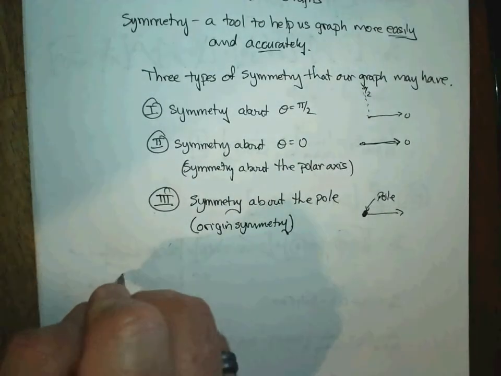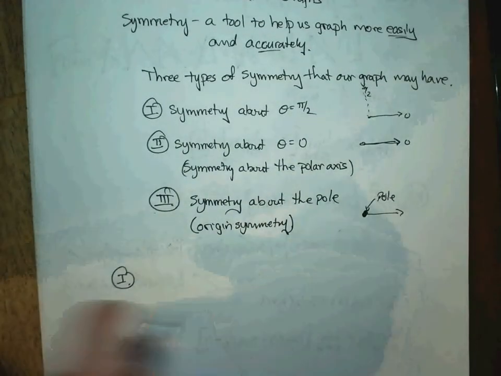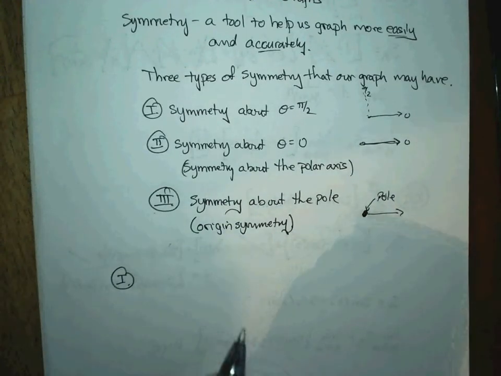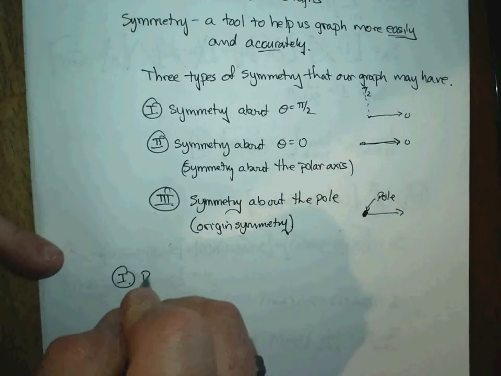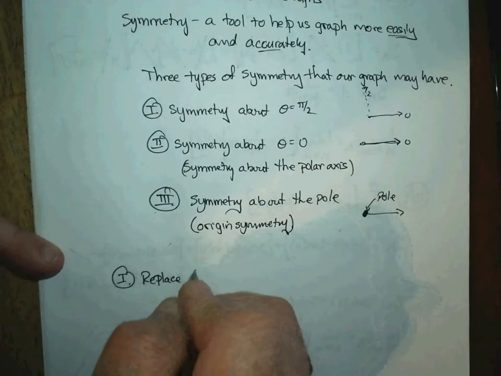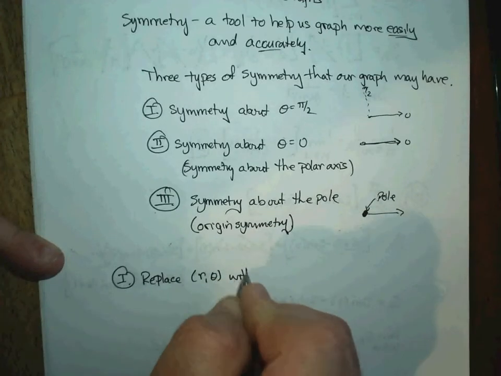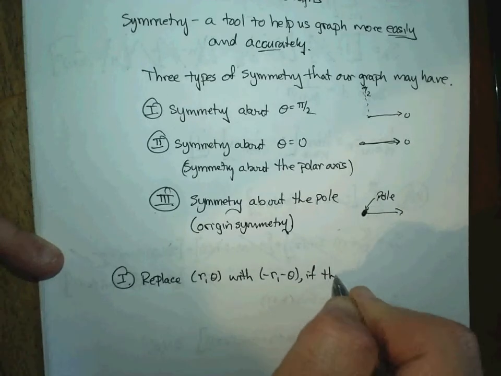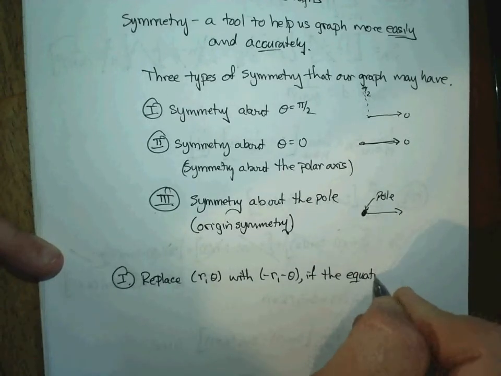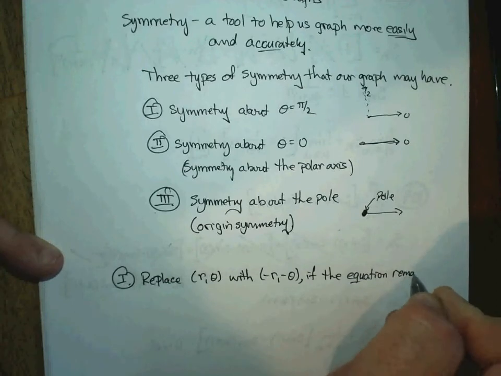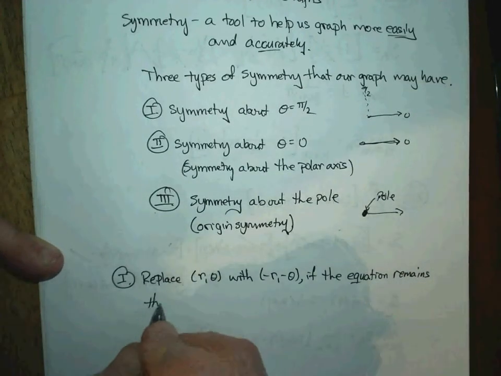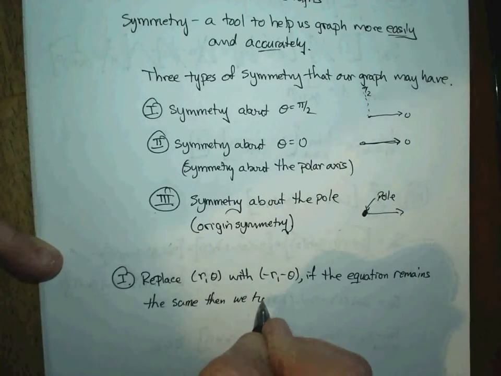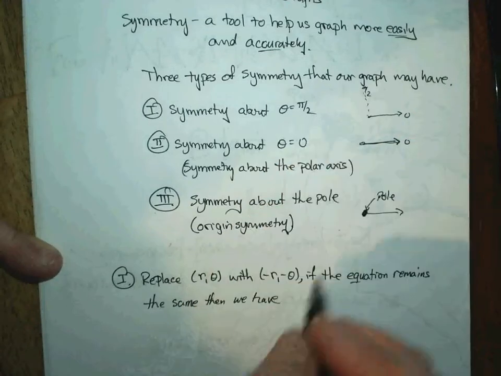All right, now there's a test we can run for each type of symmetry. For the first one, the test is that we take our equation and we replace the r and the theta with a negative version of each. If the equation remains the same, then we know we have this symmetry about theta equals pi over 2.